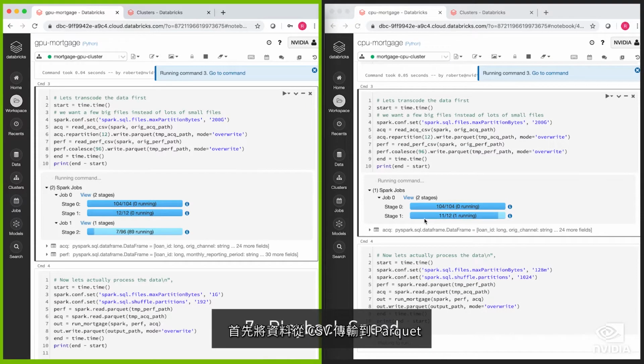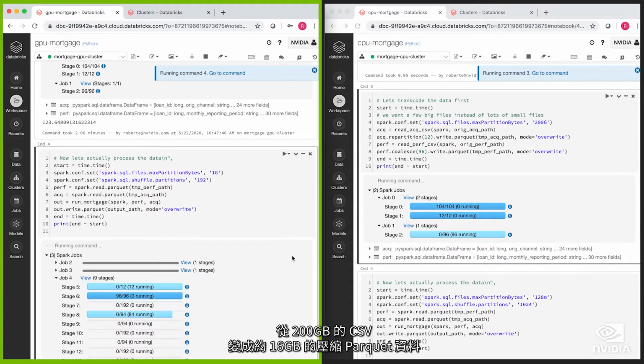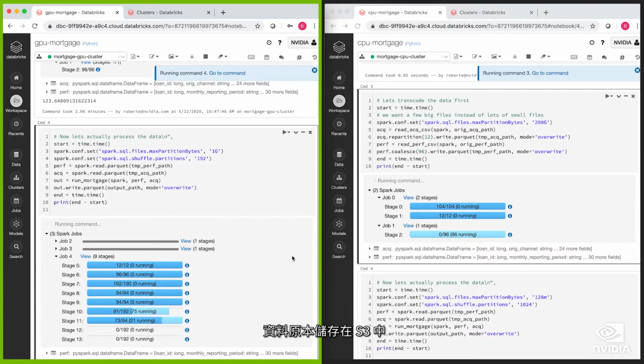First, we'll transcode the data from CSV into Parquet. The reason we're doing this is to reduce the total size of the data from 200 gigabytes of CSV into about 16 gigabytes of compressed Parquet data. This will decrease the amount of data that we have to load as we process from S3, speeding up access time and speeding up the query. The data is originally stored in S3. We've just mounted it under the Databricks file system here.